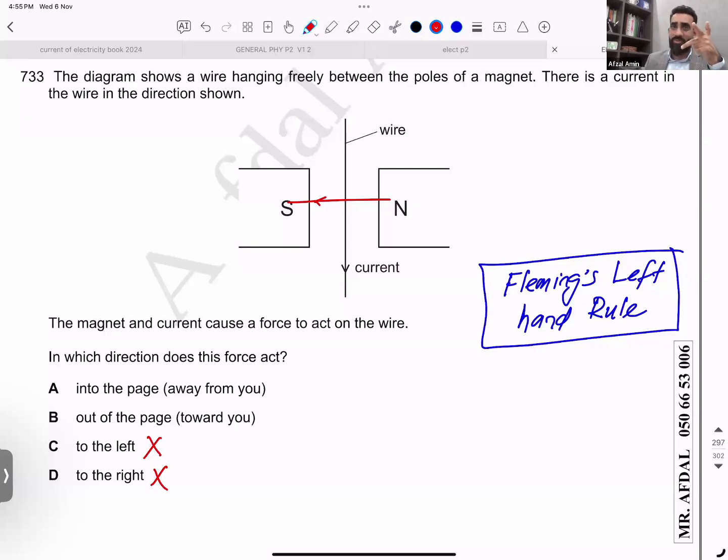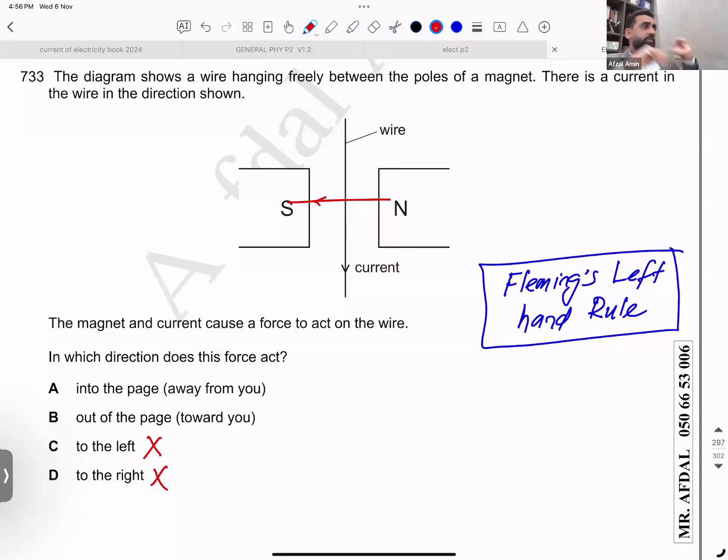Apply Fleming's left-hand rule. First, position the index finger from north to south, the field direction. The second finger, the middle one, is the current, going down. So north to south for the field, down for the current. The thumb, the force, is then into the page.